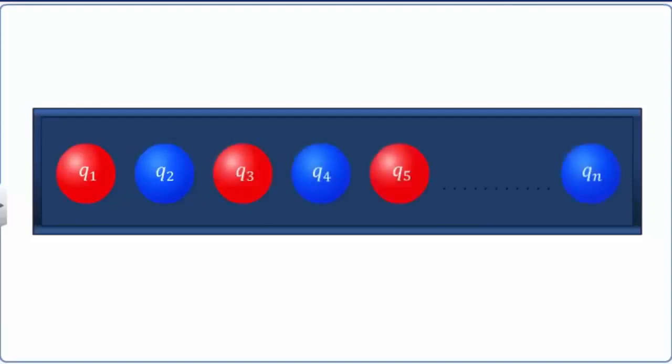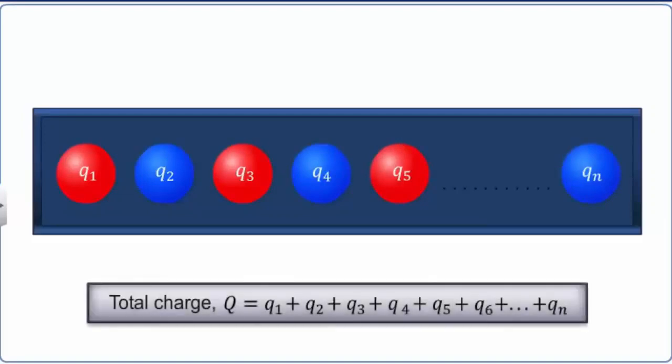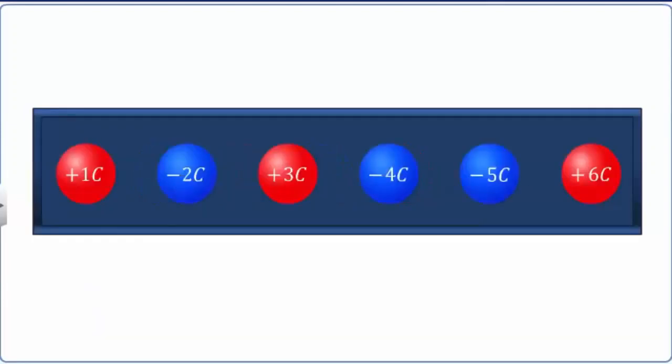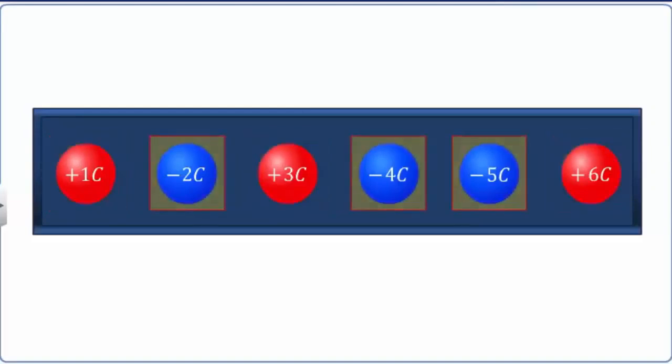Similarly, if a body carries n number of charges, Q1, Q2, and so on up to Qn, then the total charge on the body Q is equal to Q1 plus Q2 plus Q3 and so on till Qn. While adding the charges, proper signs should be used. A positive sign for a positive charge and a negative sign for a negative charge.